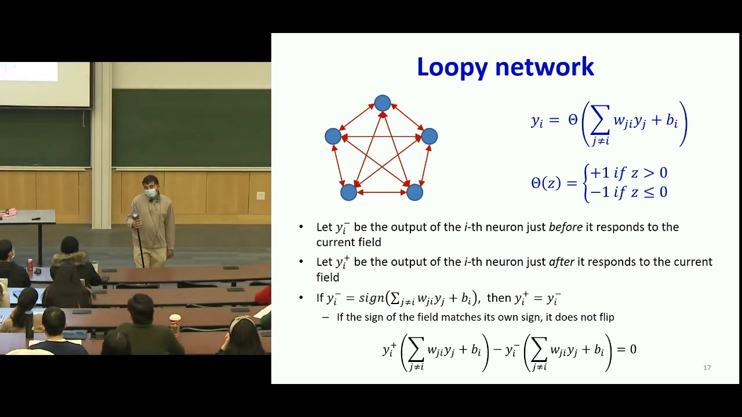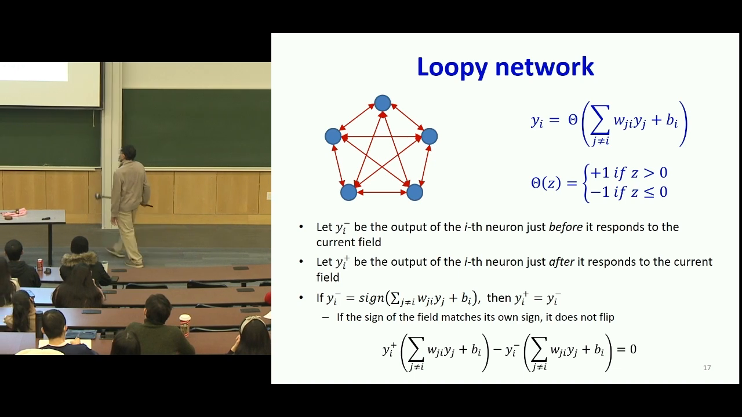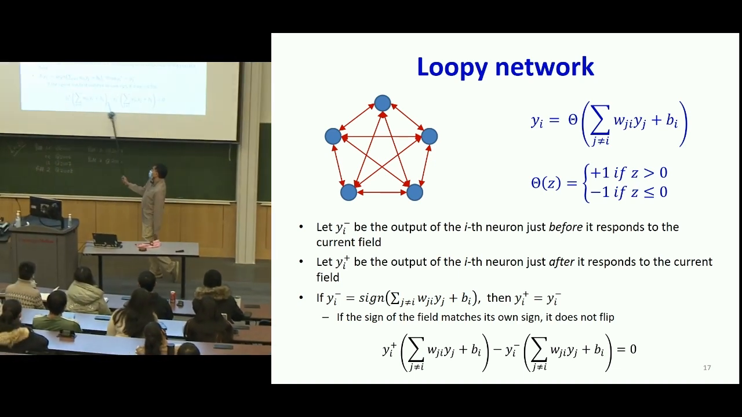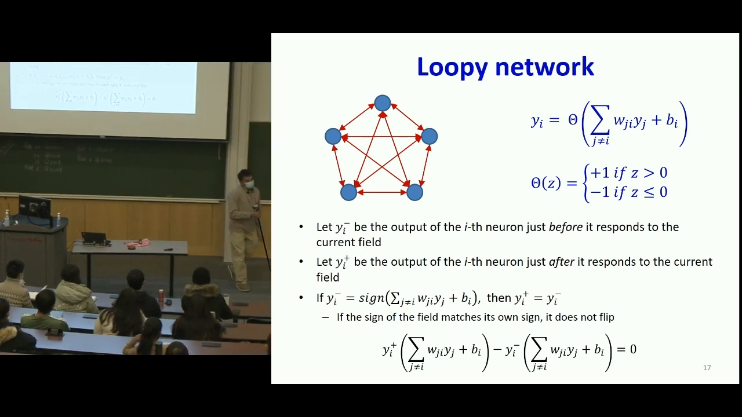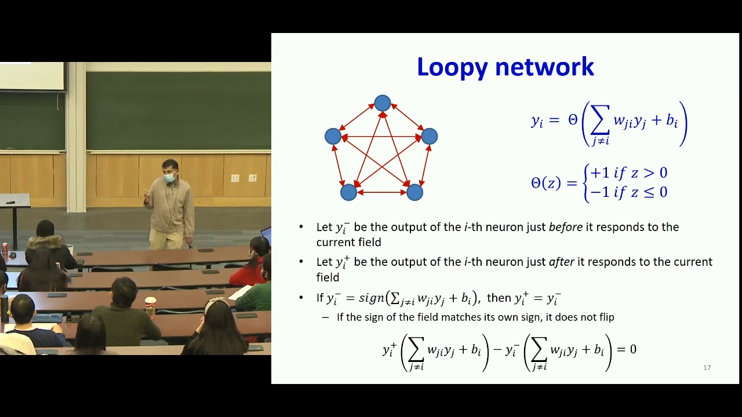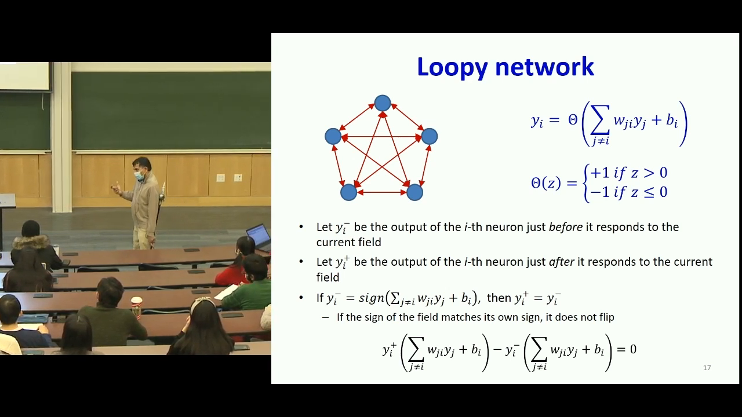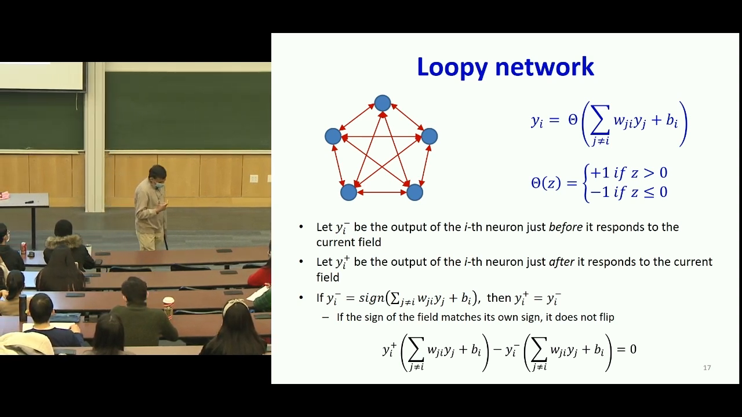Before it flips, the field and value might match in sign or might not. If they match in sign, then y plus is the same as y minus. So this guy and this guy are the same. The difference in the values, so if I multiply the output by the field, this has some value. The difference in this value after the neuron has responded and before the neuron has responded is zero if the neuron doesn't flip its sign.